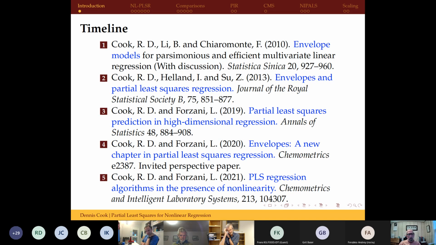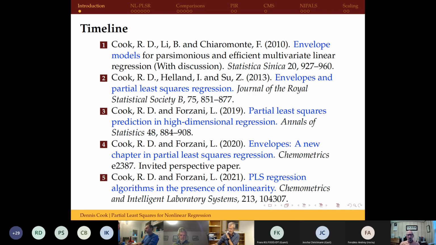From there, we were invited to do a perspective paper for Chemometrics, and we wrote that paper titled Envelopes, a New Chapter in Partial Least Squares. We revisited what we'd done in the past, and we put forth the idea that the underpinnings that envelopes provide to partial least squares allow us to get a better look at partial least squares. It allows us to extend the methodology and to firm up the methodology as it exists. Paper number 5, which is the topic for today, is a first step in that line of using envelopes to better understand and extend partial least squares regression and other methods for that matter.